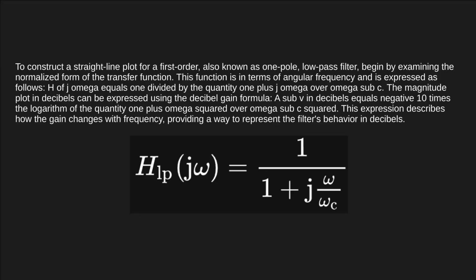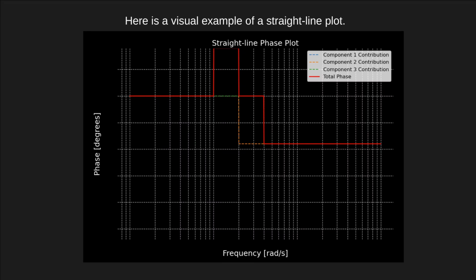This function is in terms of angular frequency and is expressed as follows. H of j omega equals 1 divided by the quantity 1 plus j omega over omega sub c. The magnitude plot in decibels can be expressed using the decibel gain formula. A sub v in decibels equals negative 10 times the logarithm of the quantity 1 plus omega squared over omega sub c squared. This expression describes how the gain changes with frequency, providing a way to represent the filter's behavior in decibels. Here is a visual example of a straight line plot.